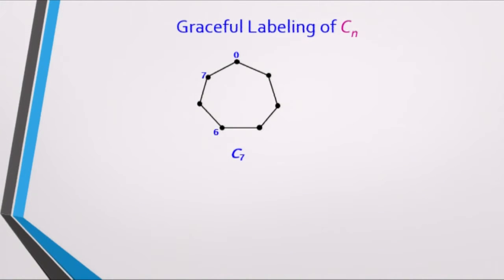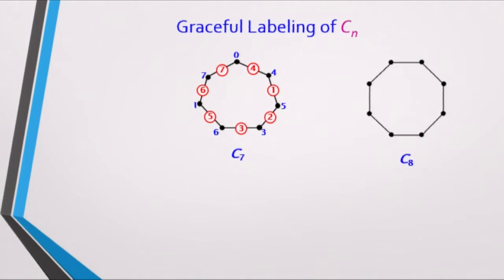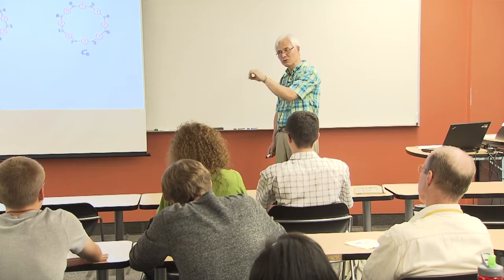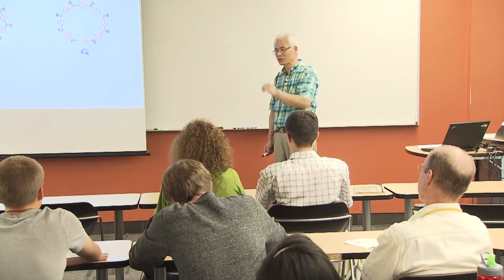C7, yeah, we could do this one. And here is a graceful labeling. Cycle with 8 vertices, yeah, we could do that too. Seems to me there's a pattern. Two consecutive cases working, two consecutive cases not working, and so on.